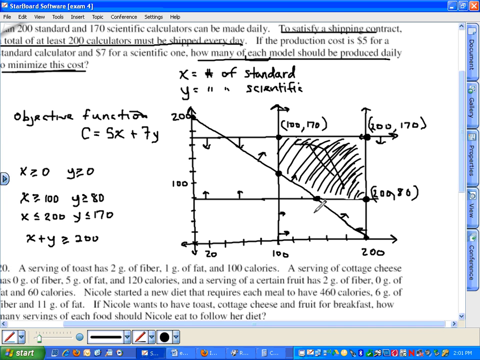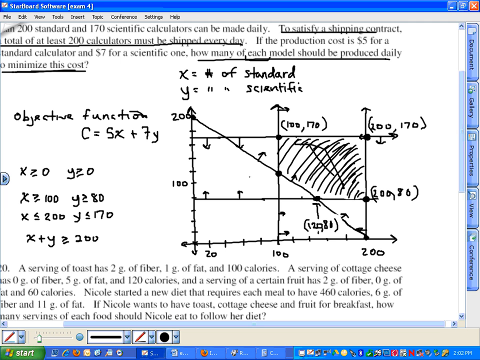Now this vertex here, we know that the y value, since this point is on this line right here, this line represents y equals 80, so we know at least the y value of that point is 80. And this diagonal line that's drawn is the line x plus y equals 200. Well, if x plus y equals 200 and y is 80, that means x has to equal 120.